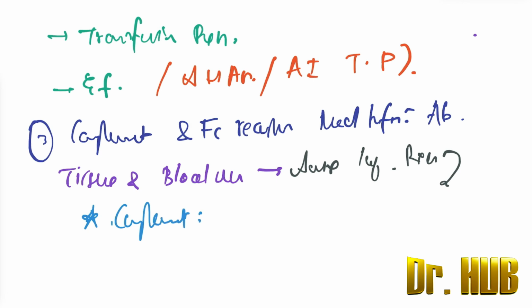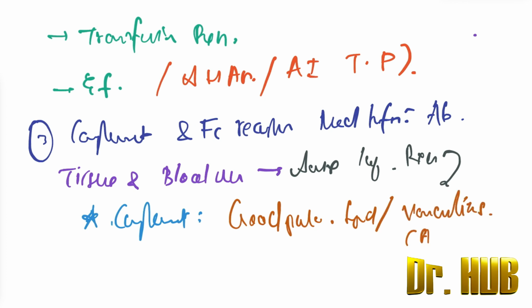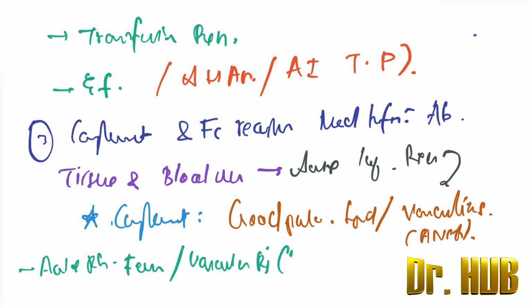The examples here are Goodpasture syndrome, then vasculitis, which is due to ANCA. Next is acute rheumatic fever, as well as vascular rejection in organ grafts.